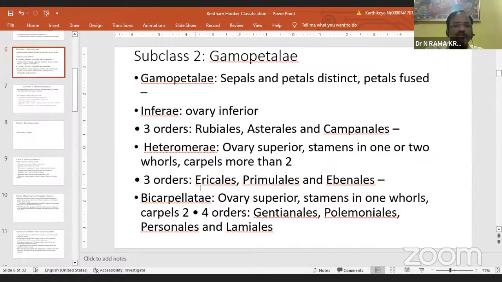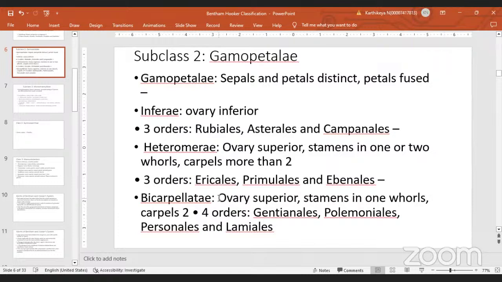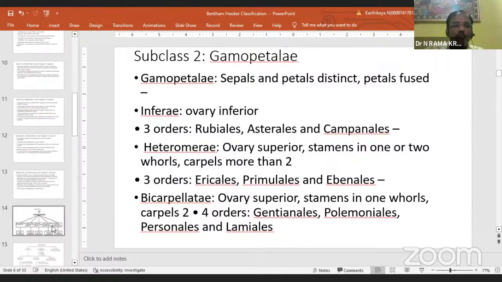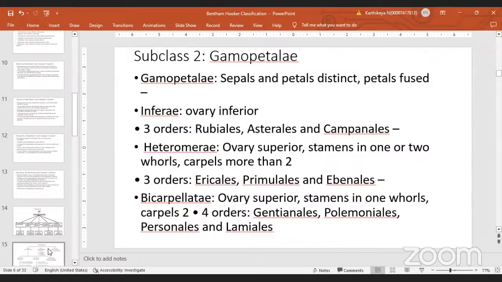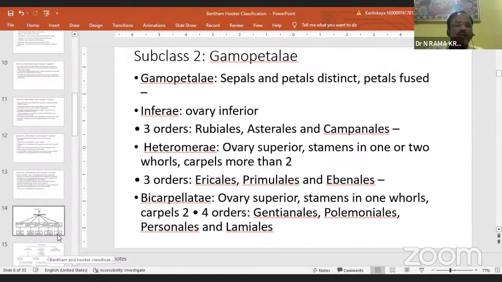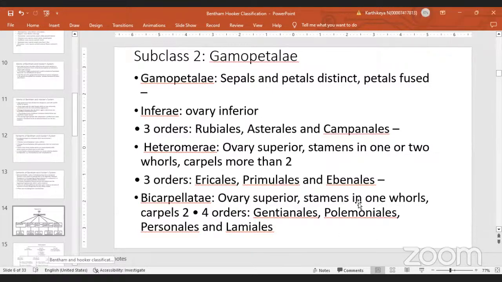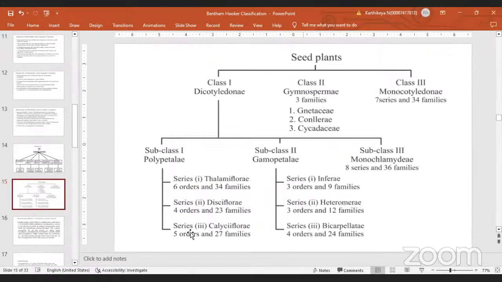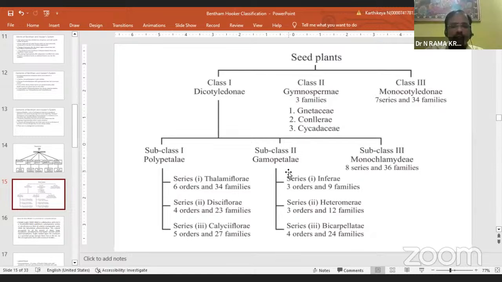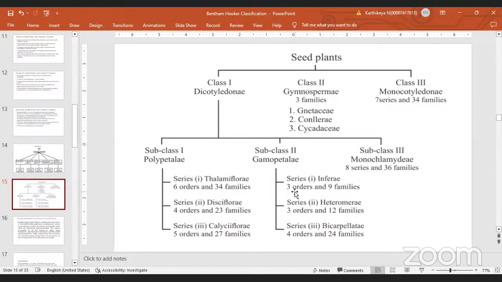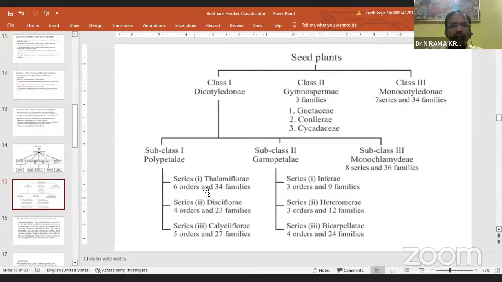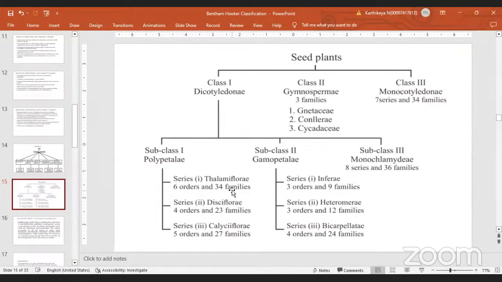So these are the three orders. And the last one is Bicarpellatae. What is the meaning of Bicarpellatae? Two carpels, where two carpels are there. Is it okay now? Now polypetalae is clear, gamopetalae is clear. When you discuss the description of families, we study orders and families. Here this much is enough.